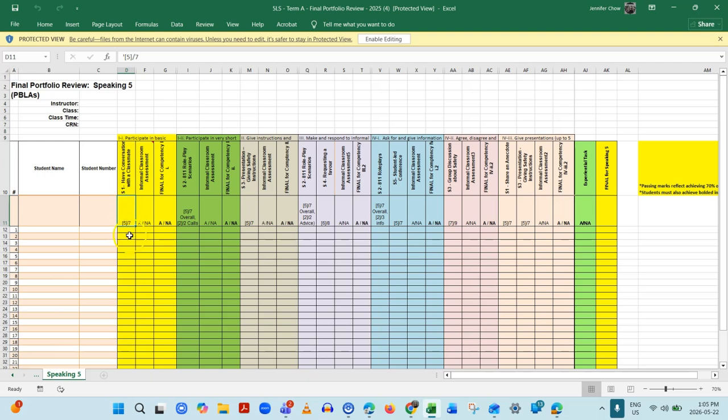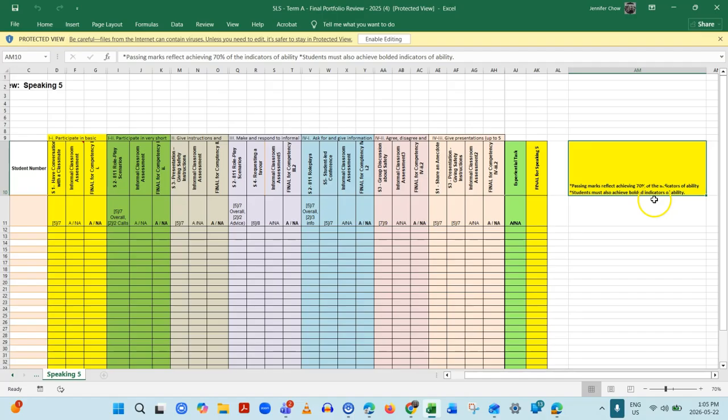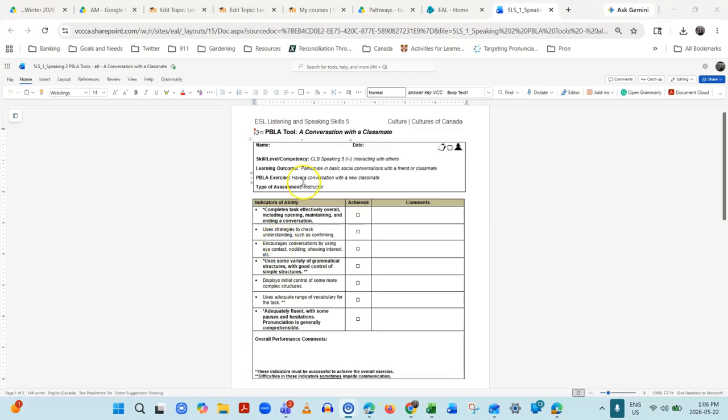So for this PBLA, there are 7 indicators of ability, and students must achieve 5 out of 7. They must also, if you look here, achieve the bolded indicators of ability. So let's take a look at the tool. So here's the PBLA tool, and we can see there are 1, 2, 3, 4, 5, 6, 7 indicators of ability. So students need to achieve 5 out of 7 indicators of ability.